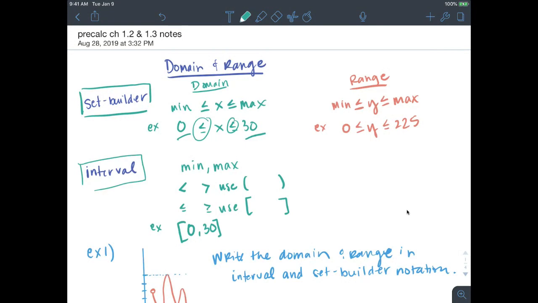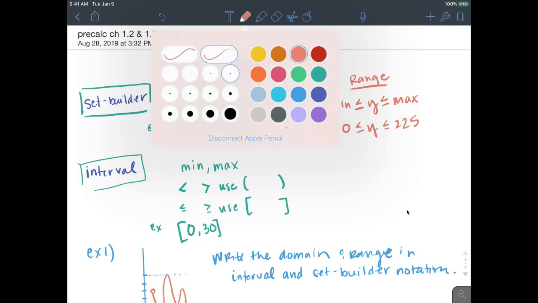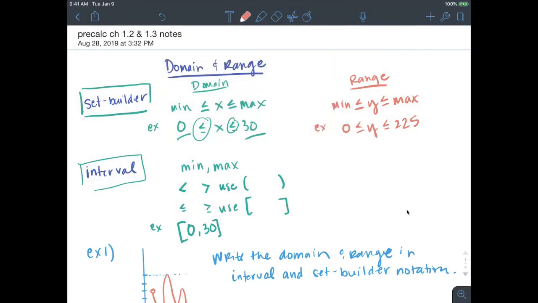Okay, the next one. For our range, 0 is our min, comma, 225. Can we equal 0? Yes. Bracket. Can you equal 225? Yes. Bracket. Okay? Any questions?